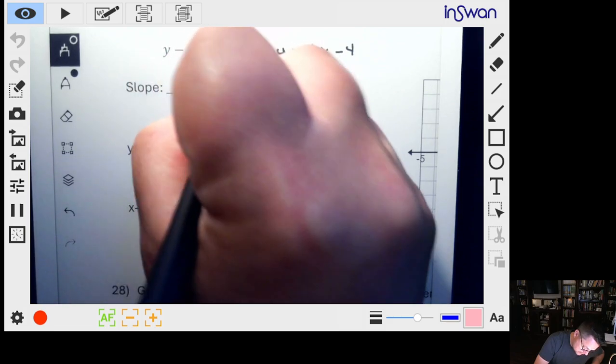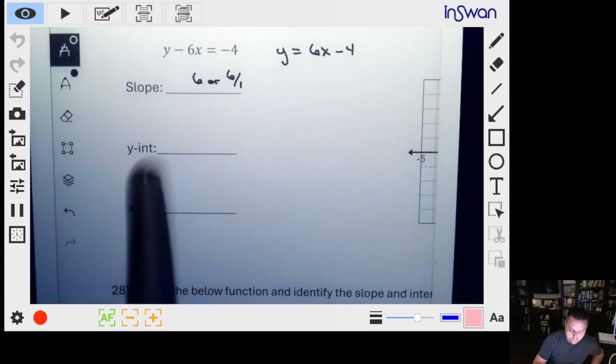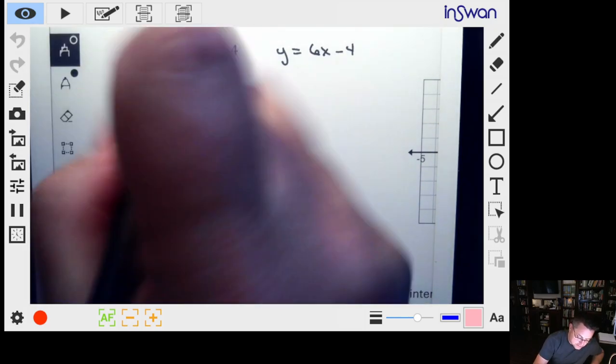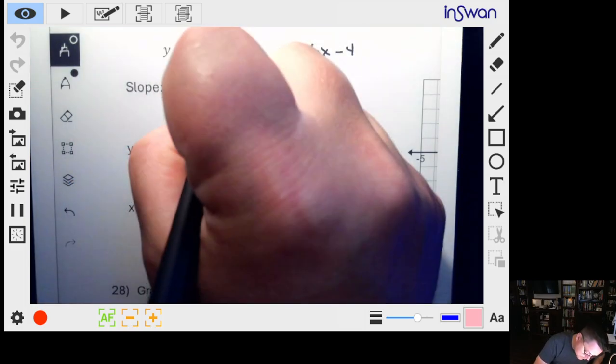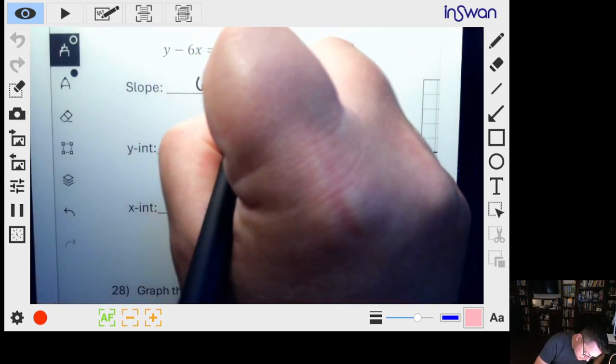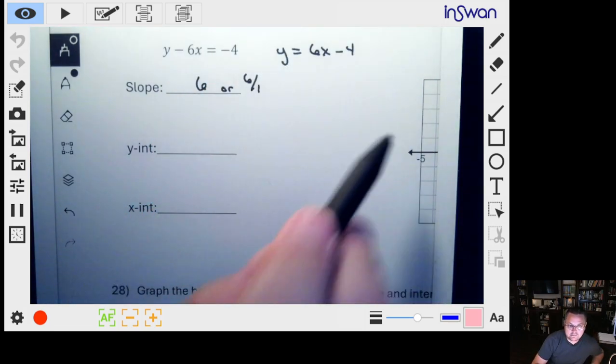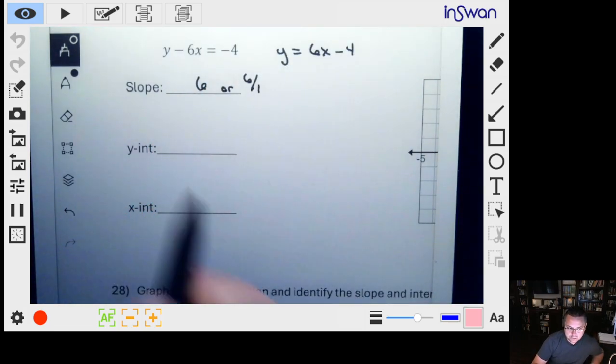So you could say 6 or 6 over 1. Most people will just put 6, and that's fine. But just remember that you can put anything over 1. So when you're graphing it out, we're going to use 6 over 1. I better actually put it here, because we're going to use this idea for graphing it. Well, we actually don't have to. We could use the intercepts as well.